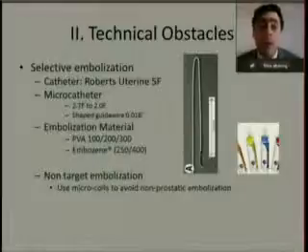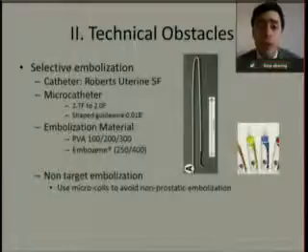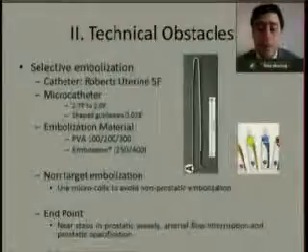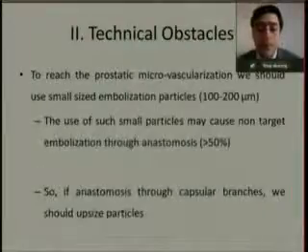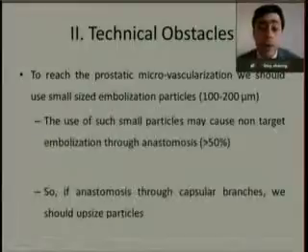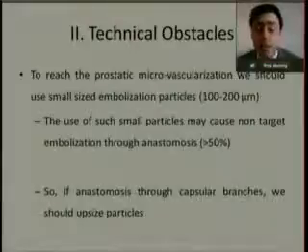Sometimes we have to embolize with a microcoil to avoid non-target embolization, especially with the rectal arteries. Next slide. And the endpoint is new stasis in prostatic vessels and arterial flow interruption. Next. So in conclusion, technical aspects, we have to use very small particles to reach microvascularization of the prostate, and of course we should be aware of anastomosis. Next.